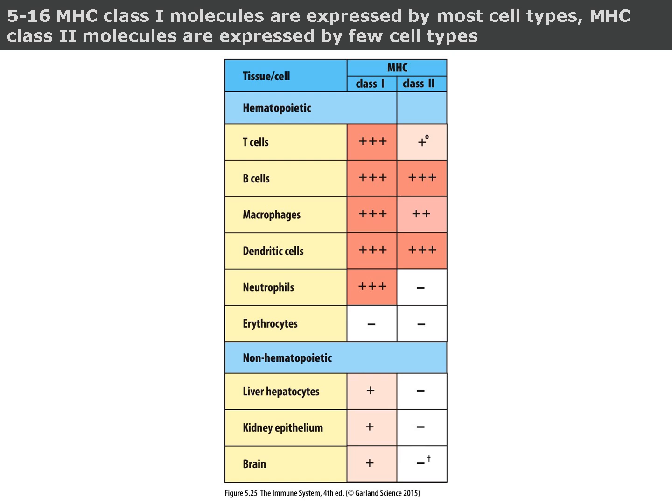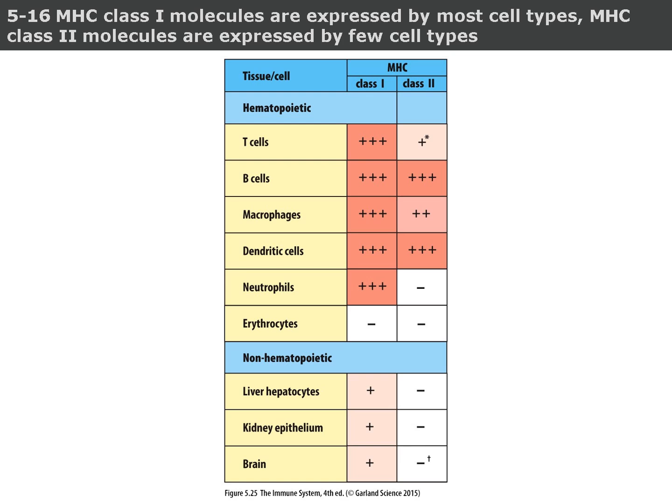neutrophils. Even non-immune cells, such as liver hepatocytes, kidney epithelium, and brain cells, express MHC class I, though at varying levels. Erythrocytes, which lack a nucleus, do not express either class. In contrast, MHC class II expression is much more restricted. It is mainly found on professional antigen-presenting cells, B cells, macrophages, and dendritic cells.